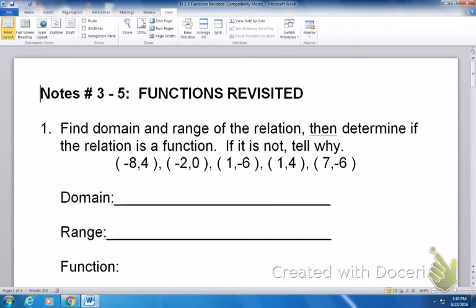All right, guys, this is the last section in Chapter 3. Mainly it's review, so you might pay attention. There is one little new thing, but other than that, it's all repeats.